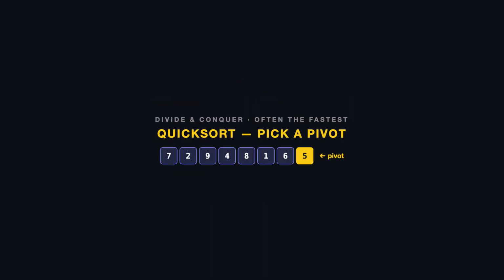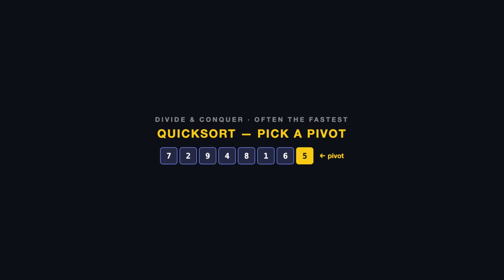The other divide and conquer star is Quicksort, and in practice it is often the fastest of them all. Its move is different. Pick one item, call it the pivot. Now partition everything else around it. Smaller than the pivot.